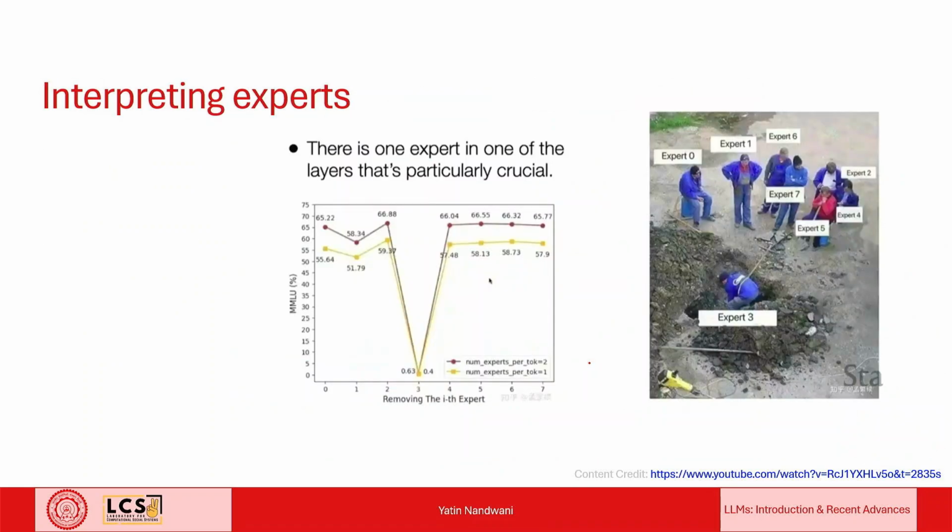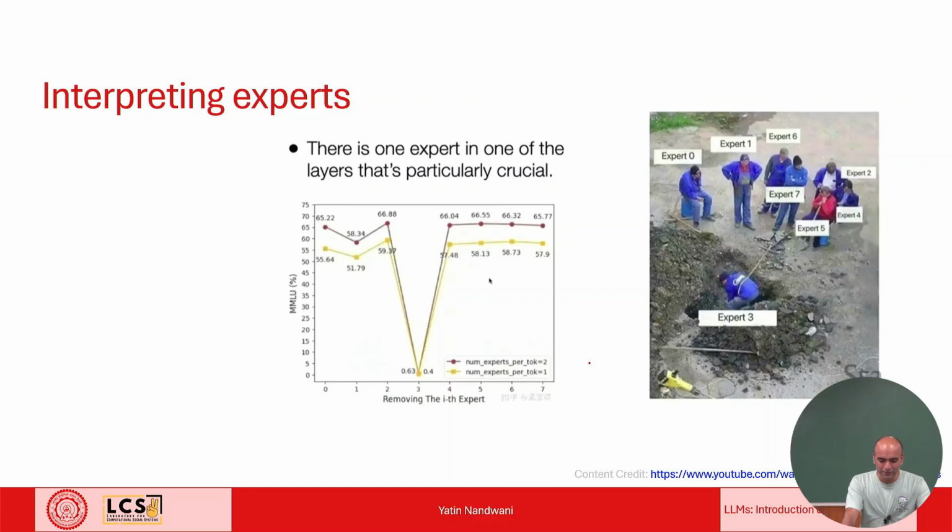So this again was something which was put on Twitter. What someone found was that they're trying to figure out how important an expert is. So they're dropping an expert and then trying to see how the performance on a specific task on MMLU changes, right? And they see that if they drop expert 3, then the performance drops to 0. It's 65% here, and this is 0.63%, right? And then this was the meme which was circulated, that all the experts are just sitting idle and expert 3 is the one which is working hard, right?